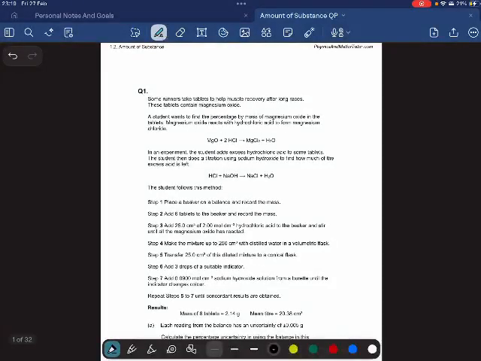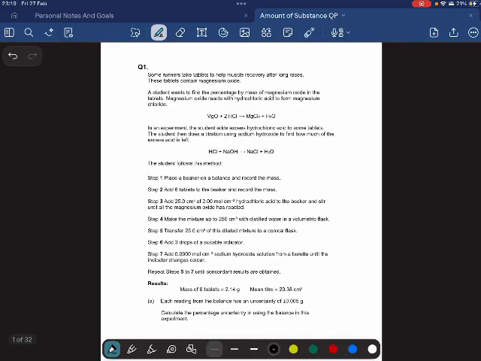Okay, here we have a question talking about magnesium oxide reacting with hydrochloric acid to make magnesium chloride plus water. The student wants to find the percentage by mass of magnesium oxide in the tablet. So they do a few steps, including a titration, and then finding out how much excess acid is left at the end of that titration.